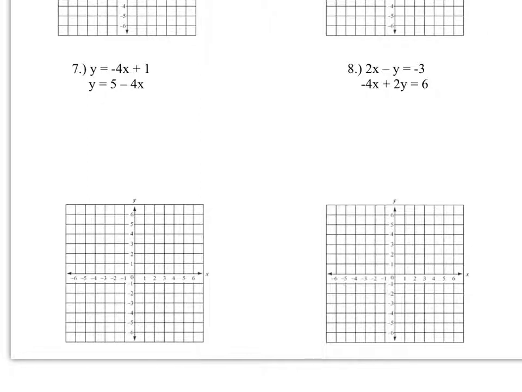You'll notice that the first equation is in slope-intercept form. So the slope is -4 and the y-intercept is 0, 1. We'll put 0, 1 on the graph, and then we can go down 4 and left 1, or you could go down 4 and right 1, or up 4 and left 1.